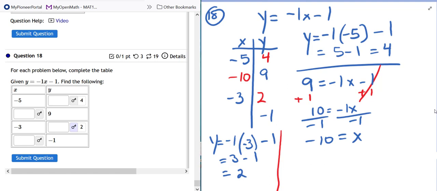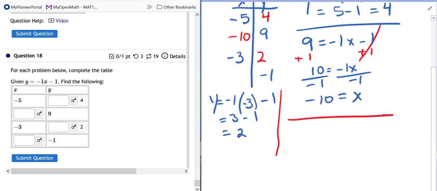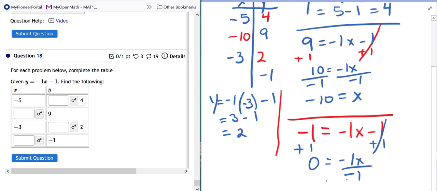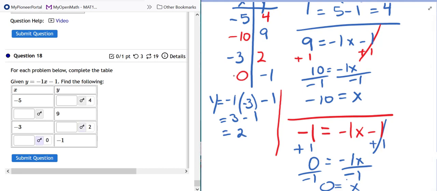The last one will make us work a little bit. Let's see if we can get a little more space. -1 into the y. All right, so we're going to add this one. This will wipe out. We get 0 equals -1x, but 0 divided by anything is still going to be 0. So x equals 0. There we go. All right, I think we got to the end of that one.